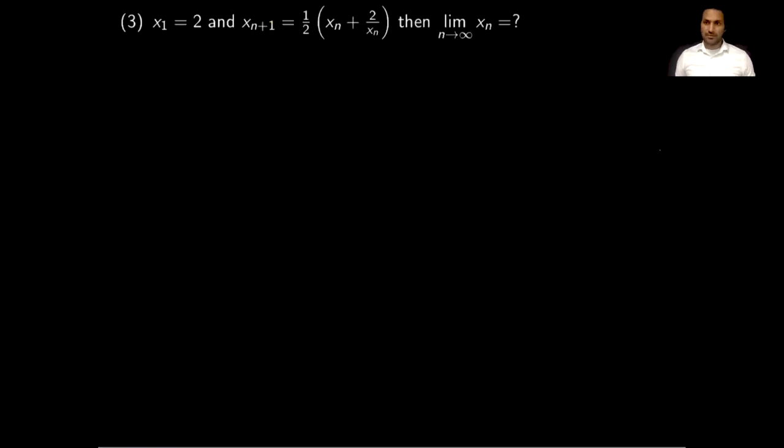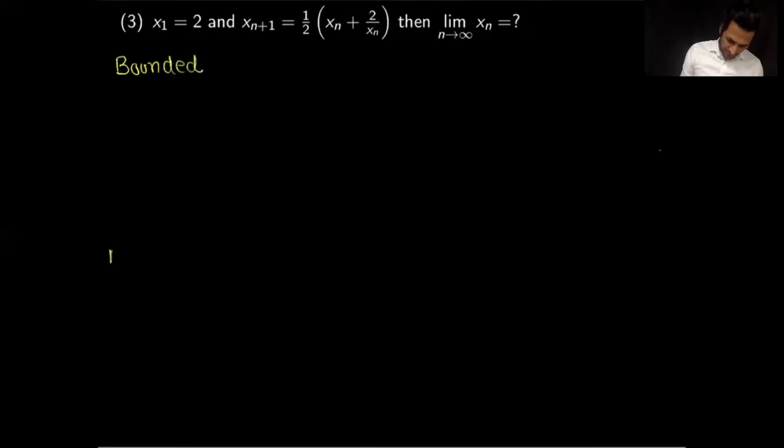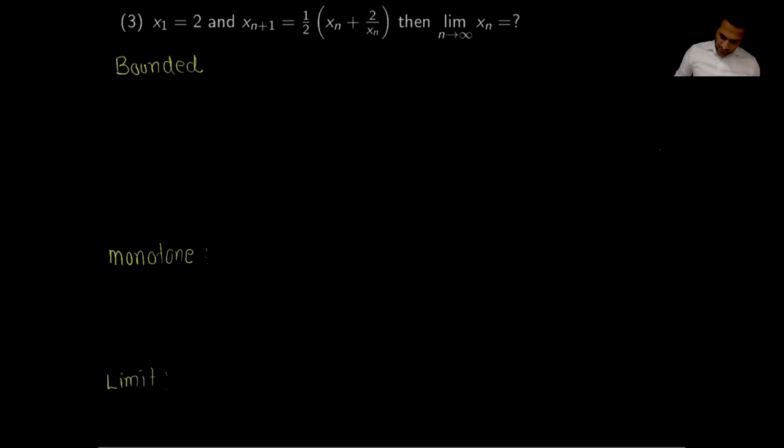This is our third example. In this example, we will also use the monotone convergence theorem to find the limit of this sequence. Again, in a similar way, I will prove that the sequence is bounded. I will also prove the sequence is monotone, and I will find the limit. Since it is always helpful to find the limit first, I will begin by calculating the limit first, and then I will show that the sequence is bounded and also monotone.